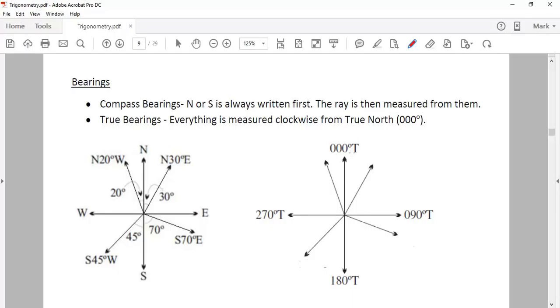So true bearings start from true north and go clockwise around. If these two are the same diagrams, we know that's 30 degrees here, true north. In the other one, we know that's 70 there, so inside here is going to be 20 because of right angles. So if it starts and goes around, it's 90 plus that 20, so it'll be 110 degrees here.